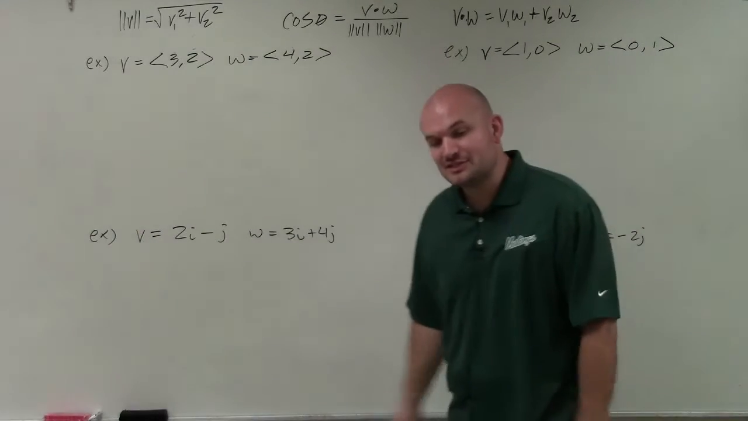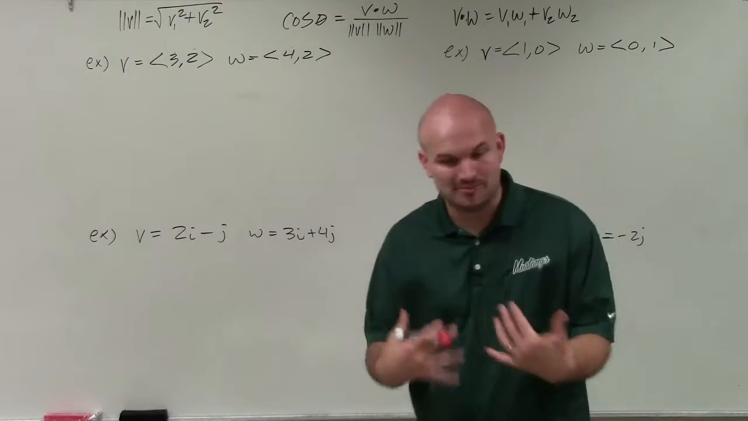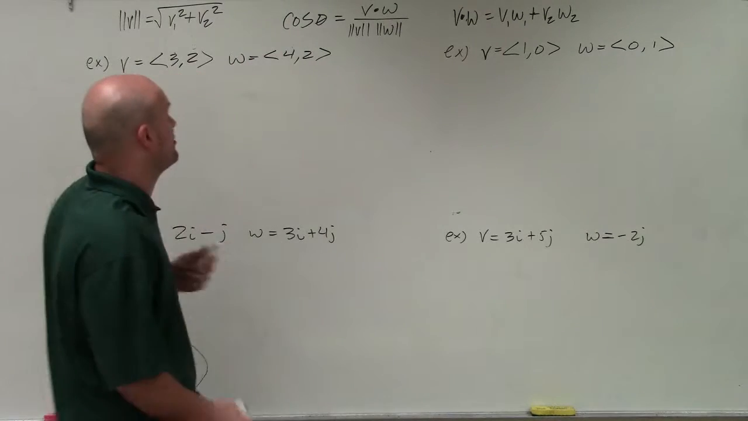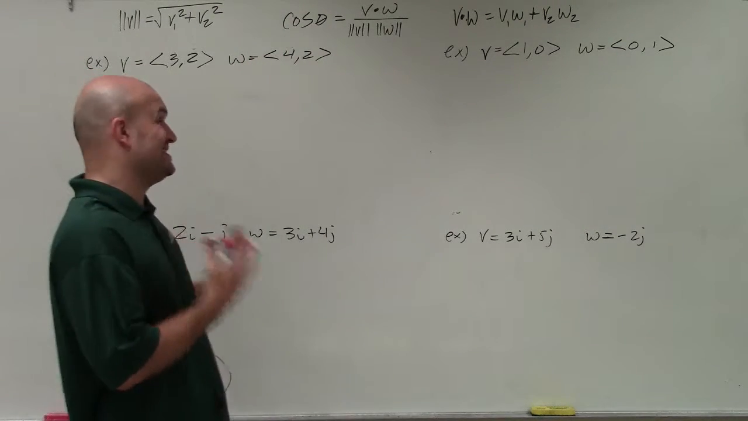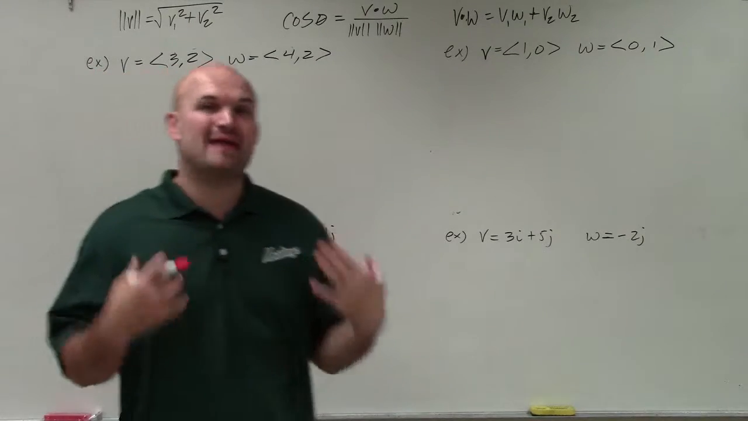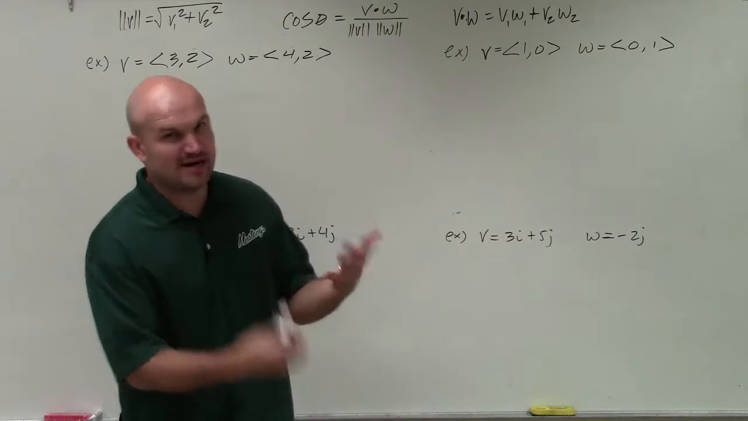Welcome, ladies and gentlemen. What I'd like to do is show you how to find the angle between two vectors. When finding the angle between two vectors, we have this nice, lovely formula: cosine of theta is equal to the dot product of your two vectors, u dot v, divided by the magnitude of v and the magnitude of w. It doesn't really matter what two vectors.